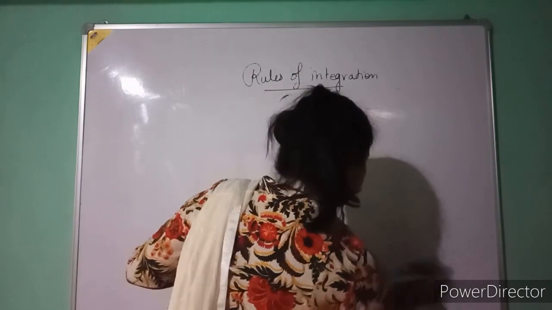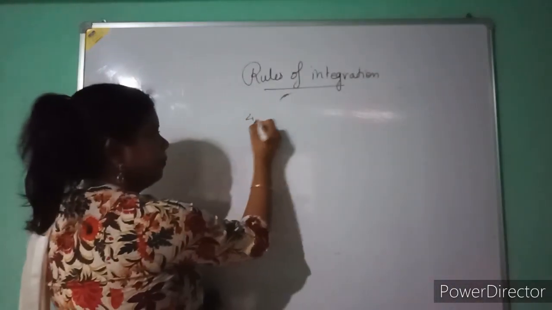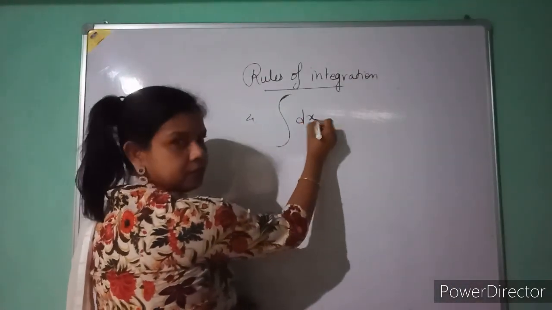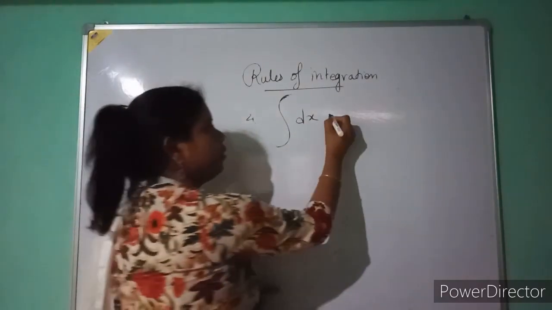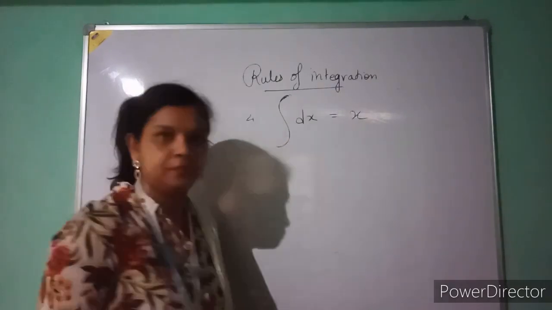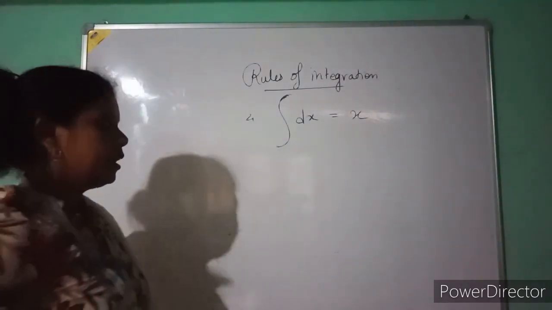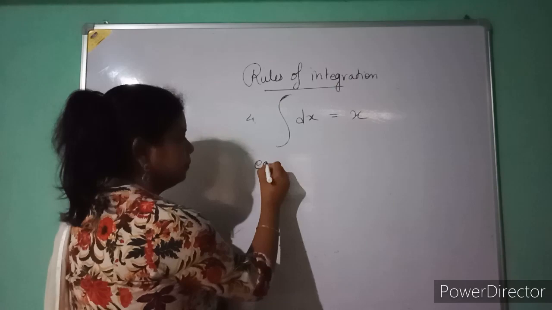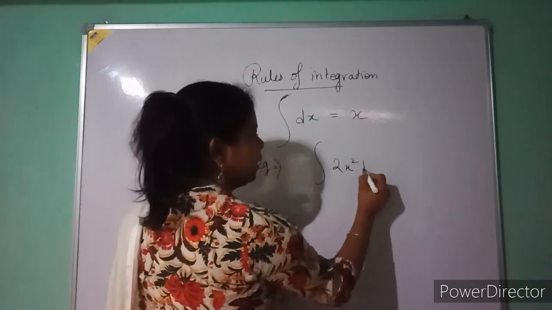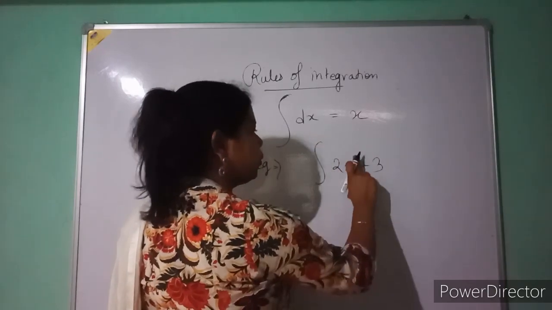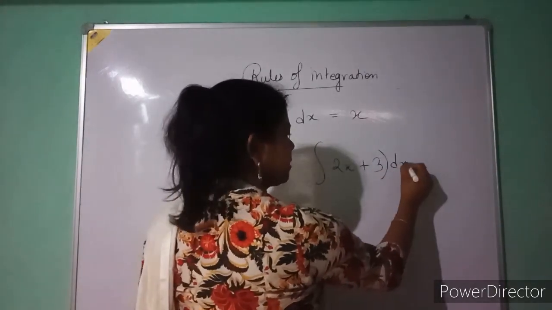Another one. Number 4. Integration of dx. Integration of dx is what you know, it is x only. Done? Now let's give an example. I have written integration of 2x plus 3 dx.